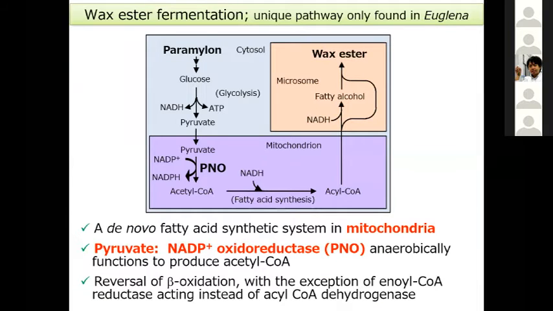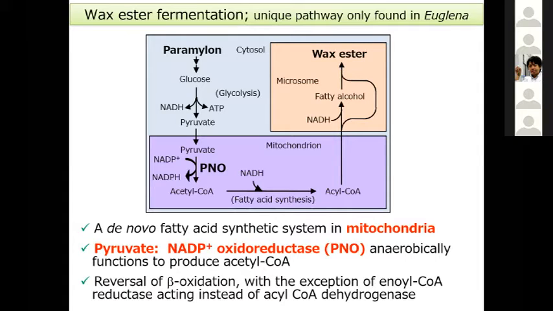The hypoxic production of wax ester from paramylon is called wax ester fermentation, which was found by Professor Inui in the 1980s. It is a quite unique pathway only found in Euglena. Especially, as Masami said, the fatty acid synthesis is reversible beta oxidation, and the key enzyme of the pathway is a unique pyruvate:NADP+ oxidoreductase, PNO, which plays a role in hypoxic production of acetyl-CoA instead of the ordinary pyruvate dehydrogenase complex.